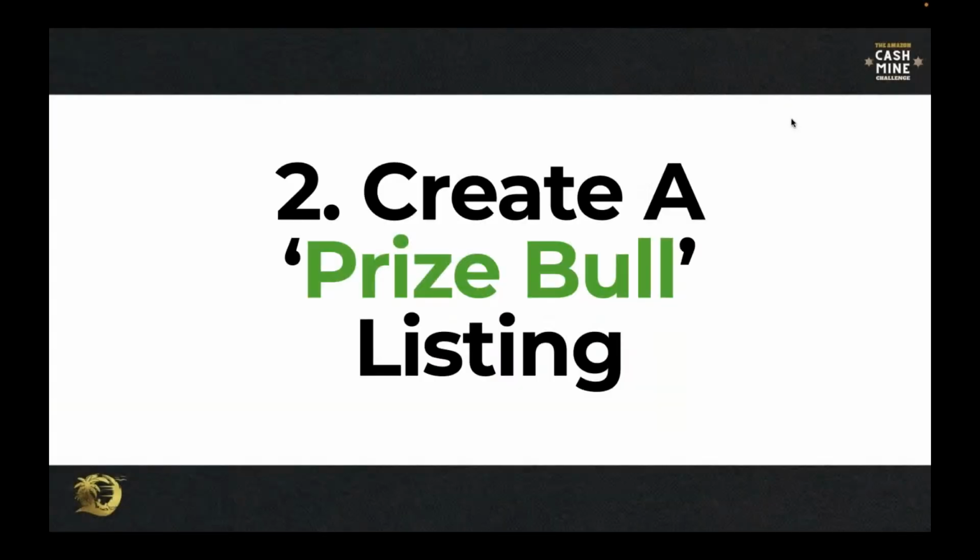So now you've got your smash hit product. You know that that's important. So what do you do next? Well, once you've got your stock and you send it into Amazon, next you need to create a prize bull listing. A prize bull listing.